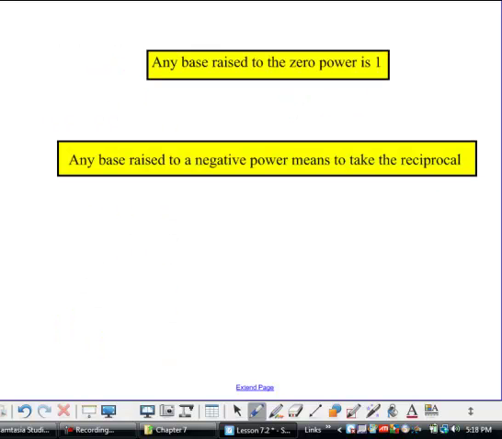So here's what I'm trying to teach you today. Any base that's raised to a 0 power is 1. Any base that's raised to a negative power means you take the reciprocal. Much like I did here. X to the negative 2, we took x and flipped it, and then it's still raised to the second power.